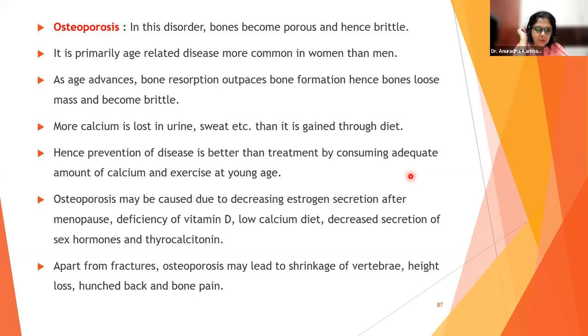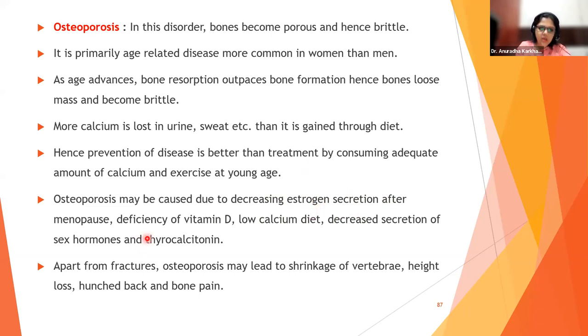Osteoporosis may be caused due to decreasing estrogen secretions after menopause. That was the reason. The second point says that it is primarily an age-related disorder, more common in women than in men. So why is it more common in women? Because of this particular point, that it is resulting due to decrease in the estrogen secretion. So after menopause, of course, estrogen secretion will be negligible to nil, I would say.